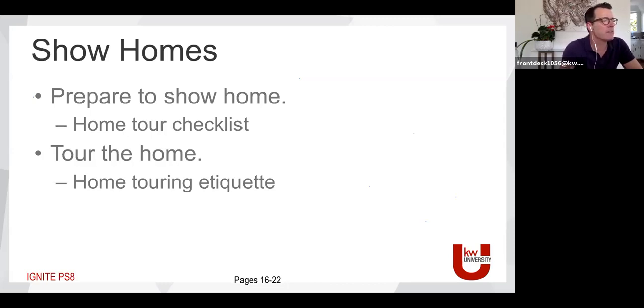Here's the home tour checklist: property address and all the basic stuff. When touring the home, ring the doorbell, even if the home has a lockbox, unless you know for sure that it's empty. I'll tell you, it's been more than one time that I've walked into a house that was supposed to be empty and there was somebody there. They were staying and nobody told us. I've woken people up, it's scary. Ring the doorbell, even if the home has a lockbox. If it's occupied, please ring the bell twice before entering.